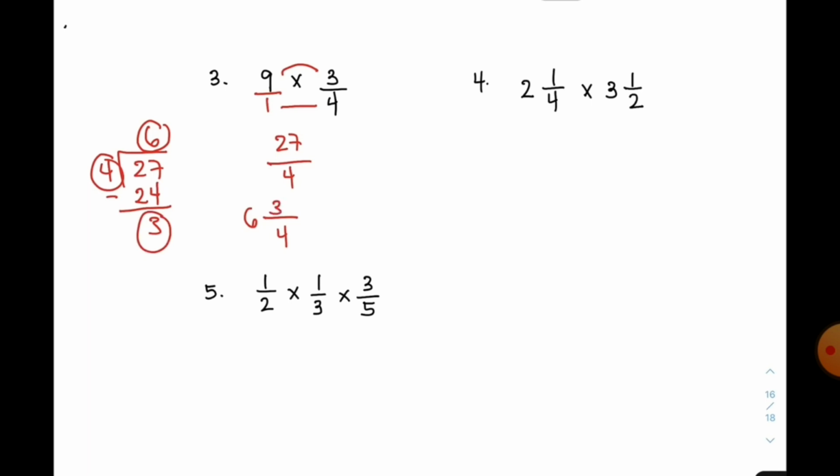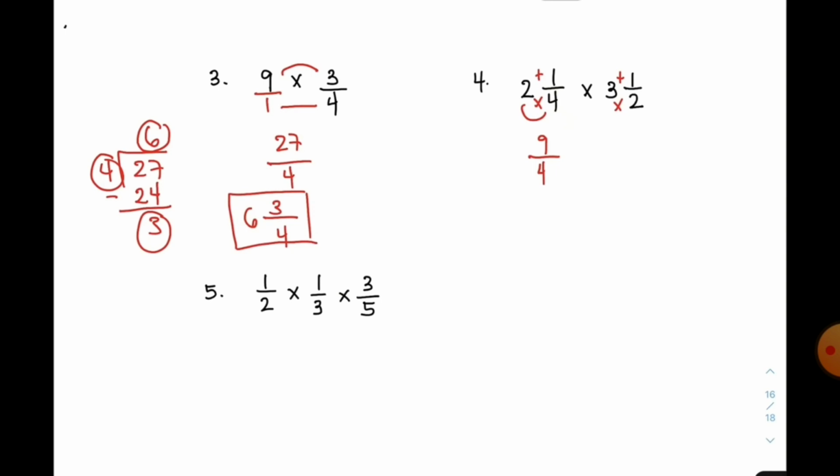Okay? Next example, we have number 4. 2 and 1/4 times 3 and 1/2. As you can see, they're all mixed numbers again. So, for multiplying fractions, we have to change mixed numbers to improper fractions. So, 4 times 2 plus 1, the answer is 9. Saan nanggaling yung denominator 4? Just simply copy the denominator.